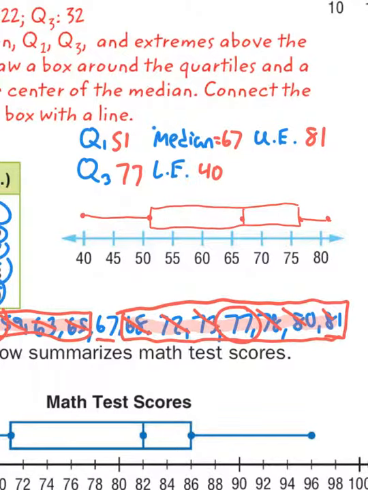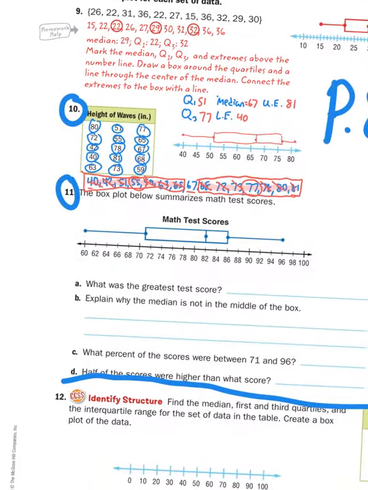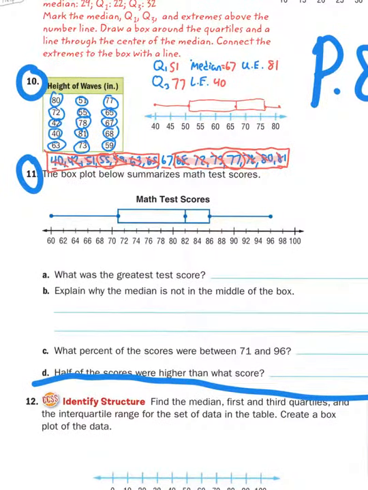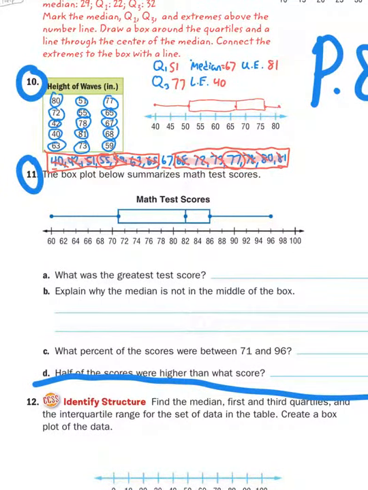And that's my box plot. All right, so now let's go down to problem 11. In this one, we have to answer some questions about this box plot. So notice we have math scores, and it looks to me like the lowest grade was a 60. Hope that person retested. The highest grade was a 96. No hundreds, wow. So in A, it says, what was the greatest score?